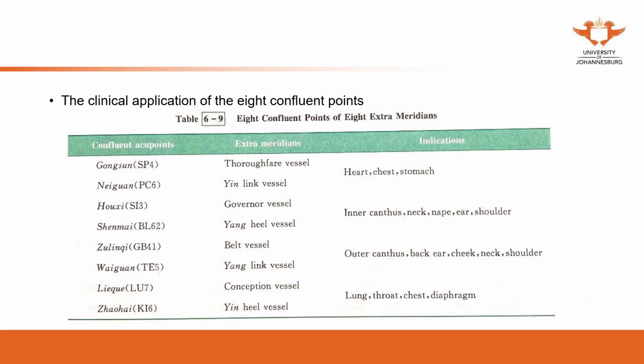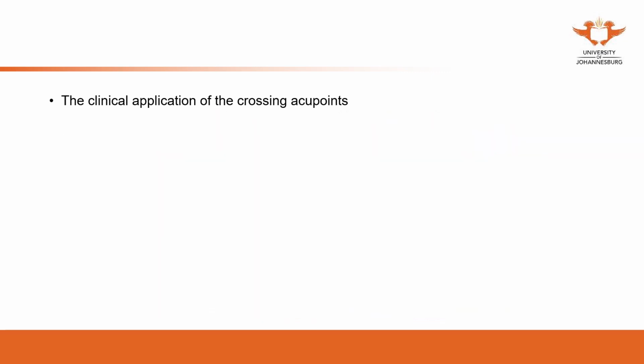Those are indications. The last category is the crossing acupoints. The crossing acupoints refer to the points that have 2 or more meridians that cross on these points. There are about 90 acupoints that fall under this category. So you can refer to your textbook, to the table. They are mostly used for diseases related to multiple meridians. So you can use 1 point for multiple meridians.